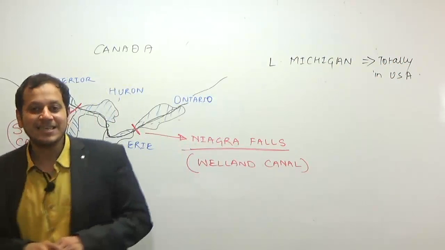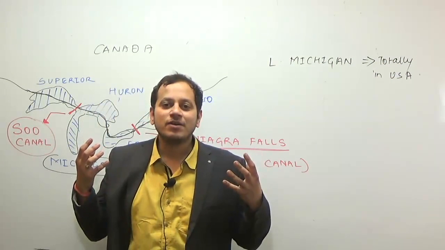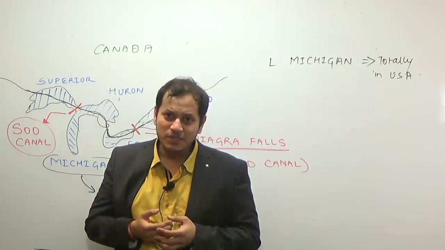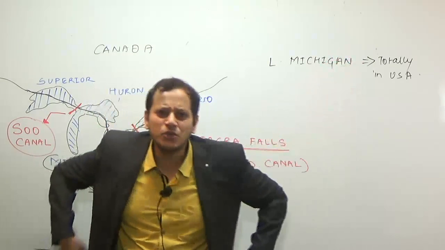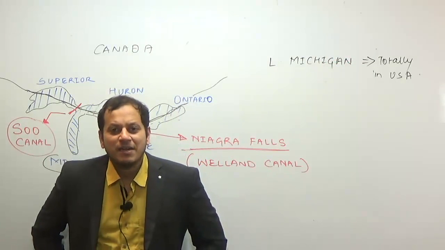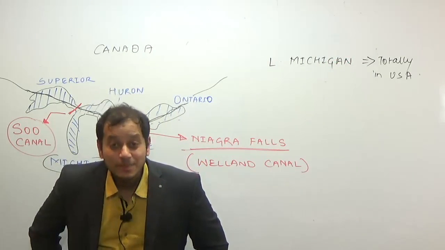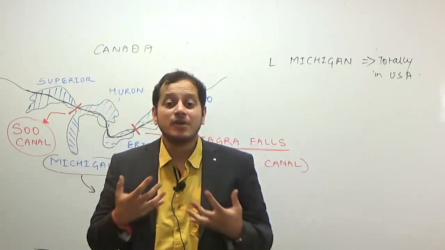So the Great Lakes region is a region of huge hydroelectric power projects. Can we say that? Yes. Such a huge volume of water falls down from the Niagara Falls, such a huge volume of water is present in this region. So obviously this is a region of high hydroelectric power.